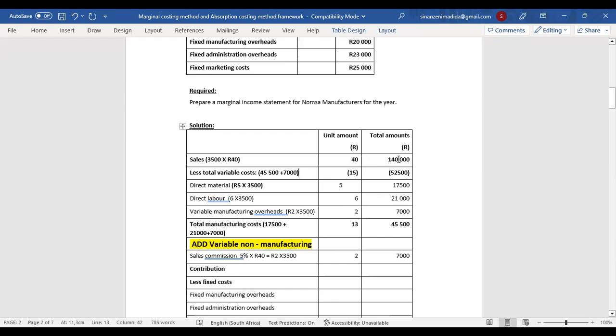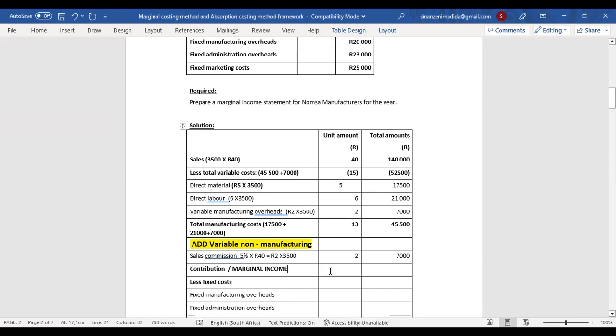Then now if I subtract, we take our sales, we subtract our total variable cost, we get a line called contribution. We have got another line called contribution. What is our contribution or our marginal income? This line is called contribution, or sometimes it is referred to as our marginal income. Remember, we said we are using the marginal income approach. Let's come with the contribution.